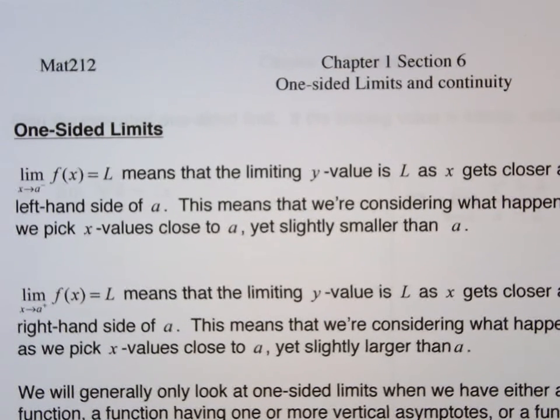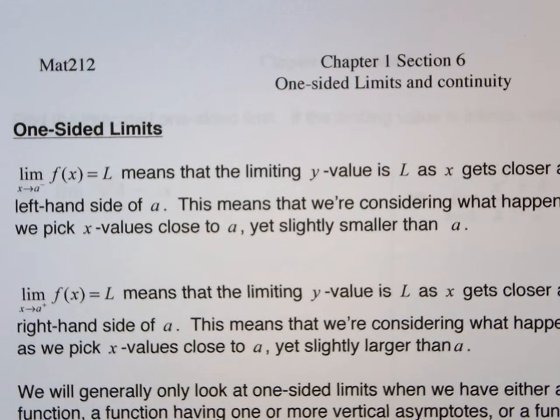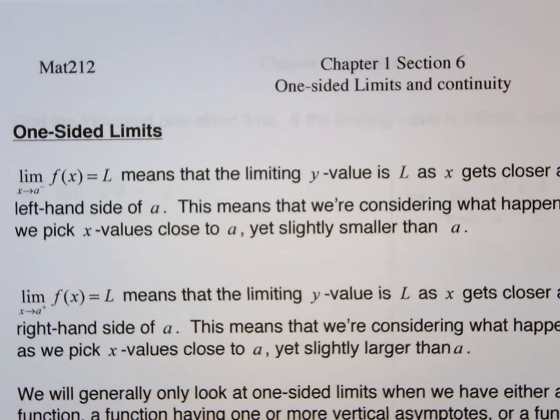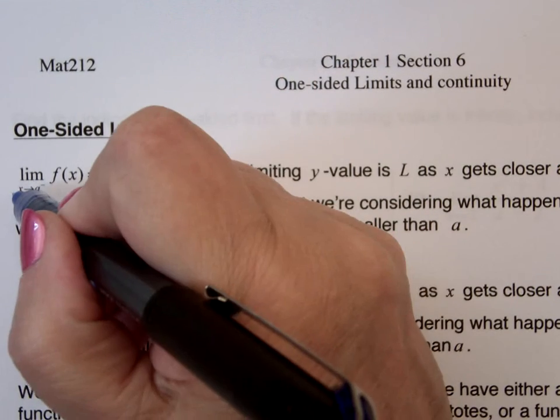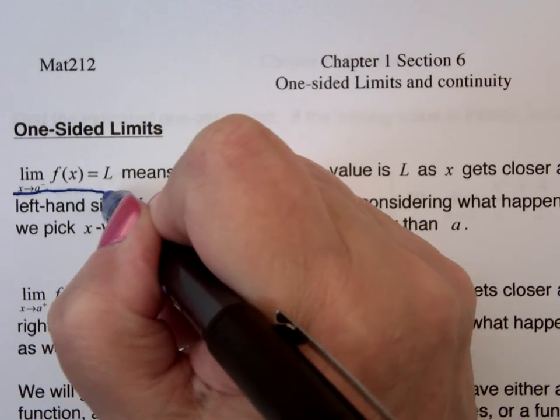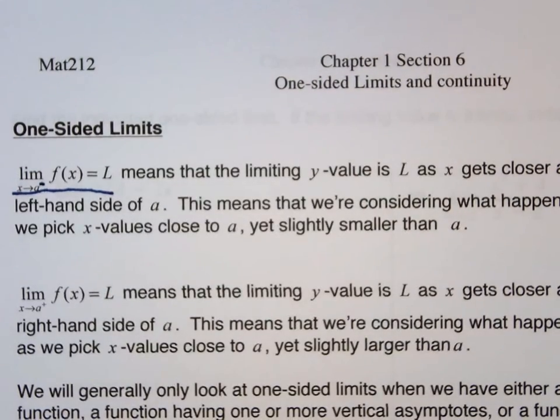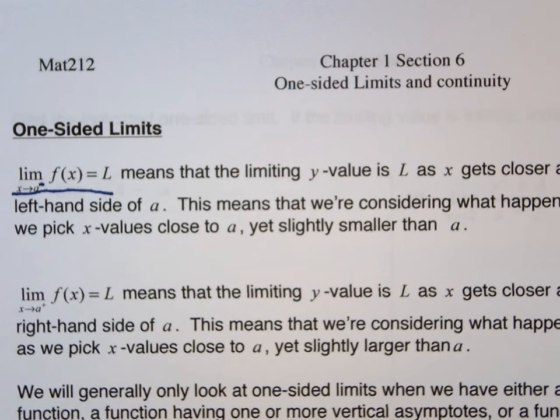One-sided limits means I'm coming only from one side. That means I'm either dealing with Howard or I'm dealing with Harriet. I'm not dealing with both. And if I'm coming from the left, that was Howard, then I'm going to have a little minus sign that tells me I'm coming from the left. So that says that is a limit as x approaches a, the minus sign is from the left of f of x equals some L.